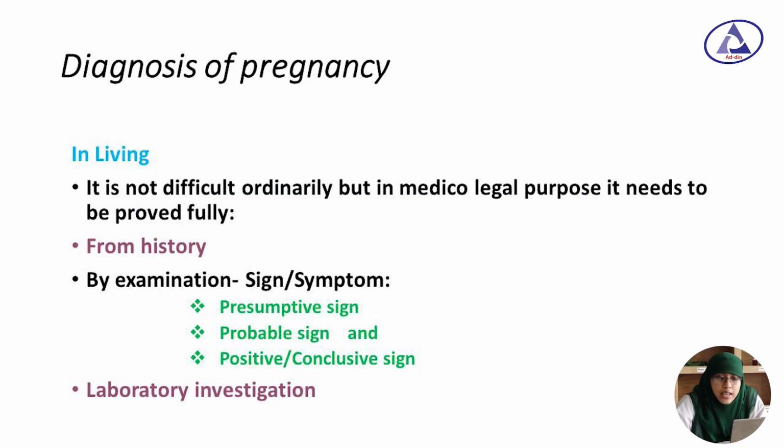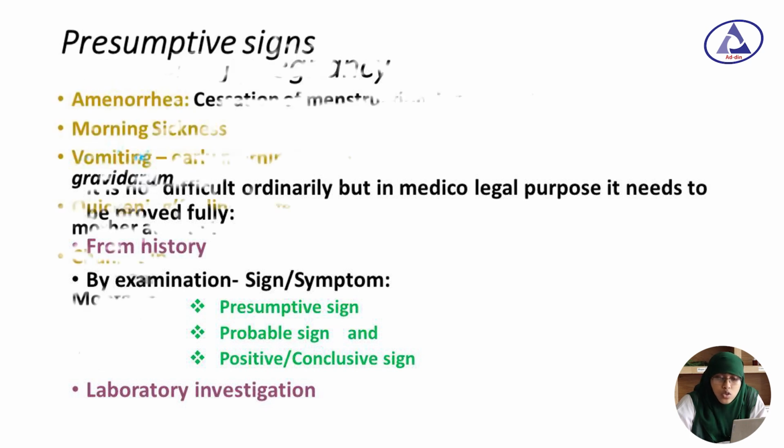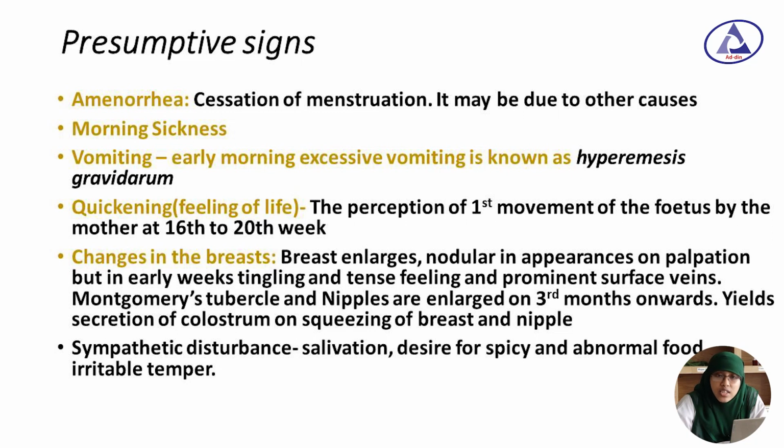Now, pregnancy is diagnosed in case of living and in case of death. We may answer the questions whether it is a living or dead pregnancy. In case of living, the pregnancy is diagnosed further for medico-legal purposes, though ordinarily it is difficult to establish whether pregnancy is proved or not. It is done by history, examining the sign, symptom and history, and further lab investigation. By the examination there are three stages of signs: presumptive sign, probable sign and finally positive, also termed conclusive sign.